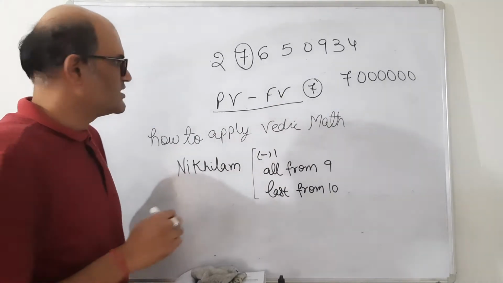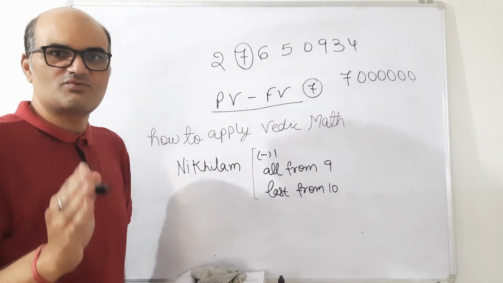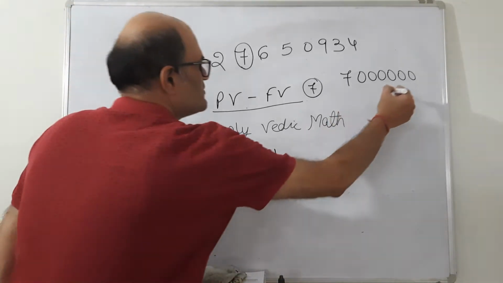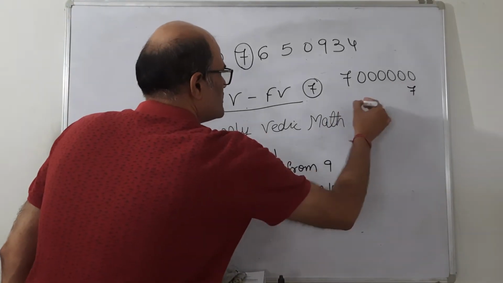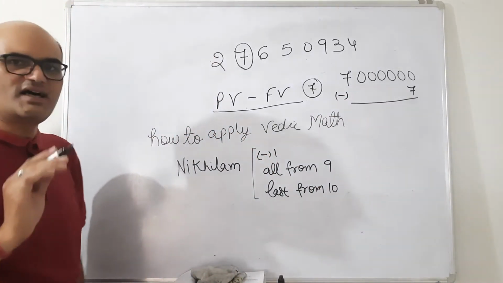Okay. Now see, it says face value. Face value of a number is what the number is. So it will be 7. Now we have to subtract this and we have to find the answer.